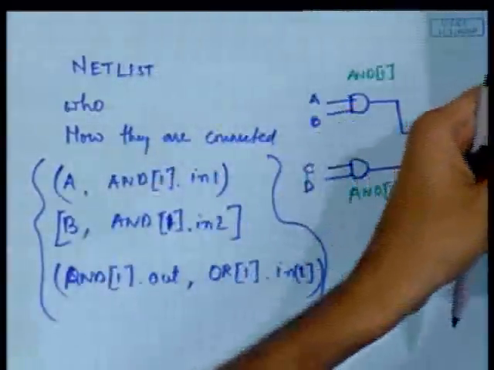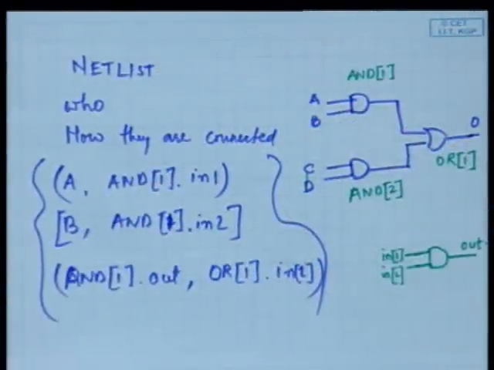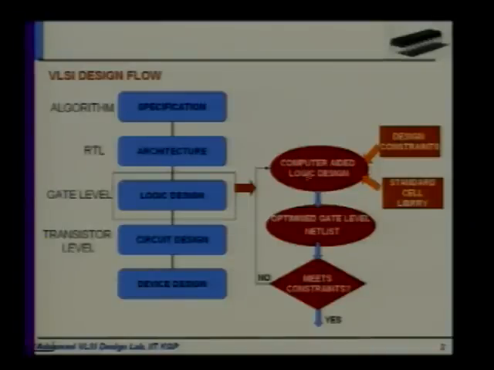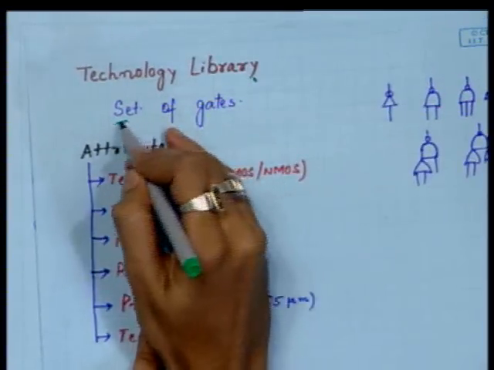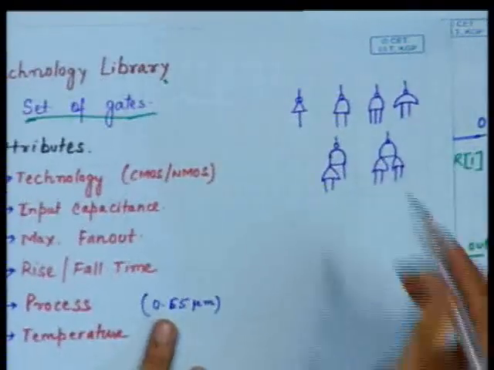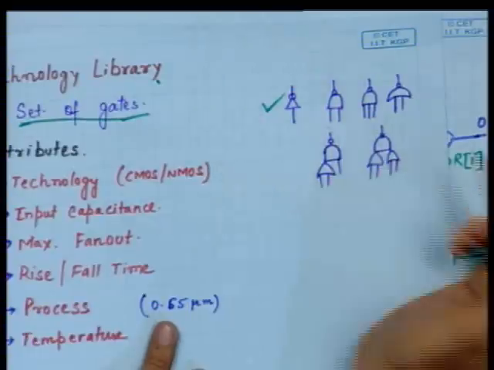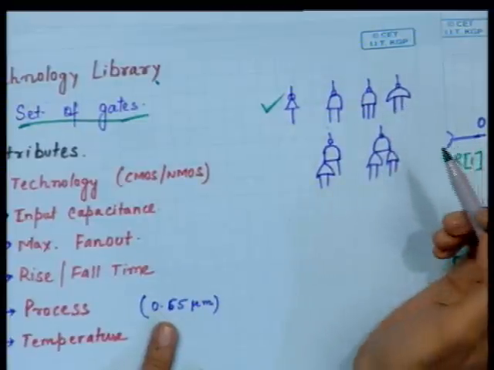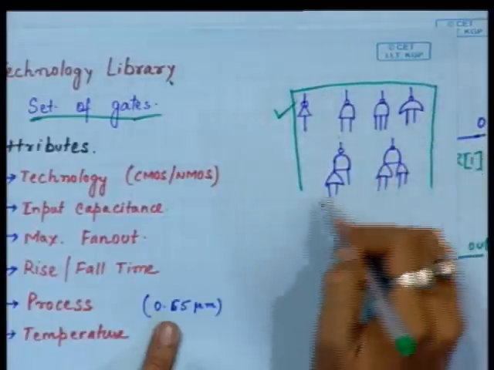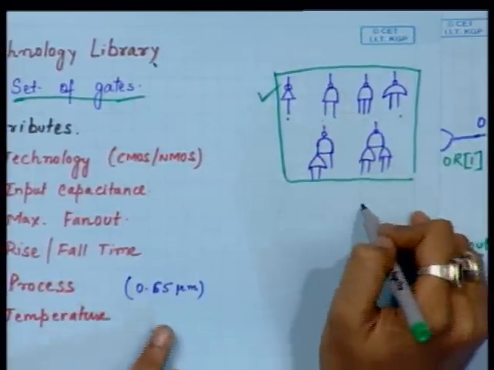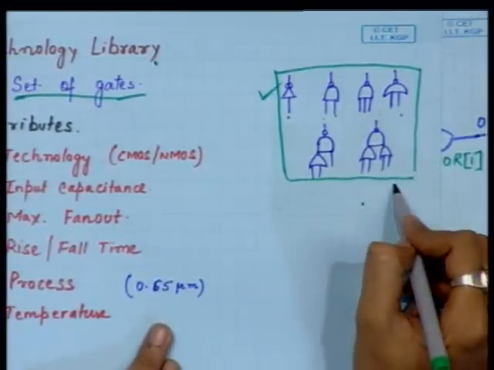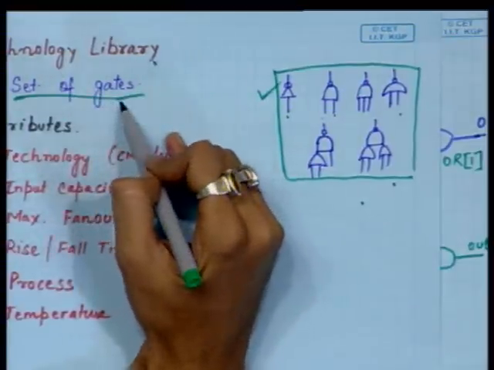Now we talked about the library. In computer aided logic design, the inputs are the design constraints and the standard cell library. Now what is a library? A library contains a set of gates. For example, suppose we have a library in which there is an inverter, 2 input NAND, 3 input NAND, 2 input NOR, and like this. What does this mean? Whatever our design, we have to implement it using these gates. These are the basic gates, so we have to implement our design using these gates only. So this is what a technology library contains.